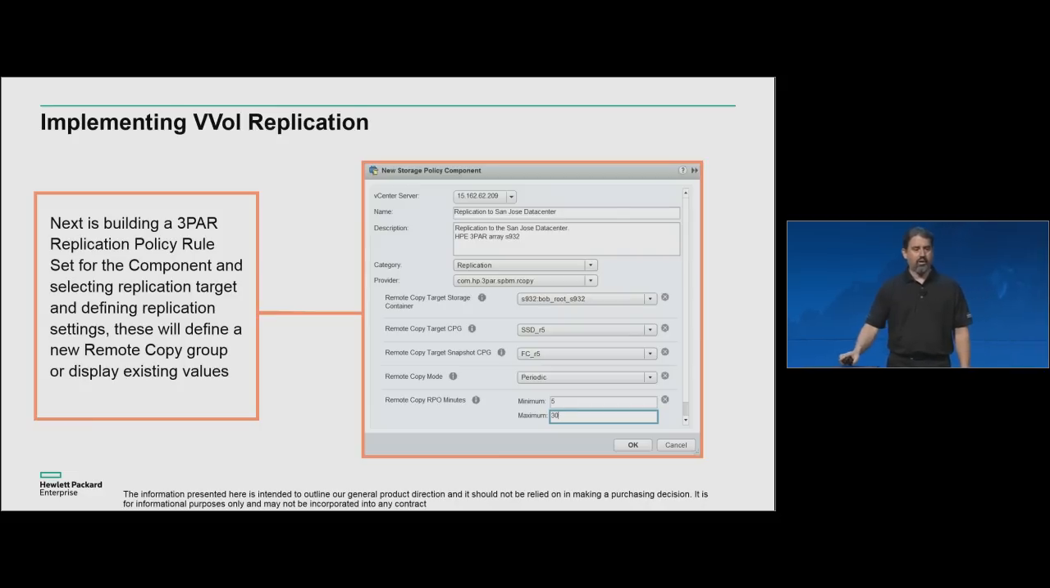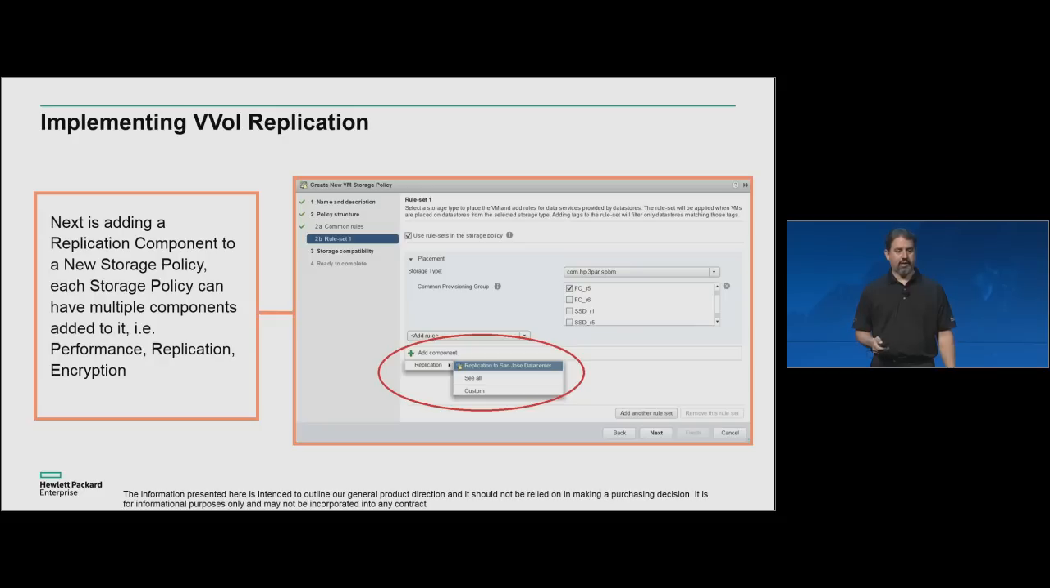Then we build out our policy rule, and we put in things like where our targets are, what type of disk we're going to put it on, the type of copy mode, either periodic or sync, and then our RPOs around that. That's how I build out my policies for replicating my VMs. When we've built out those components, we add them to the storage policy. Storage policies can have multiple components added to them. One might be replication, one might be encryption.